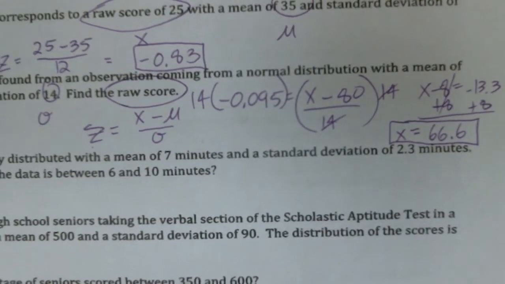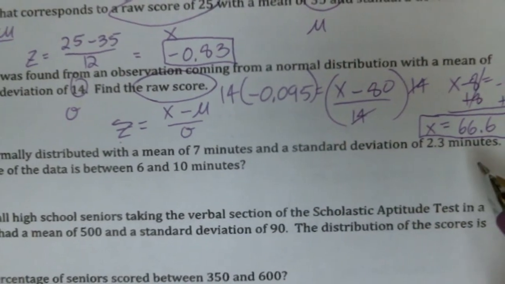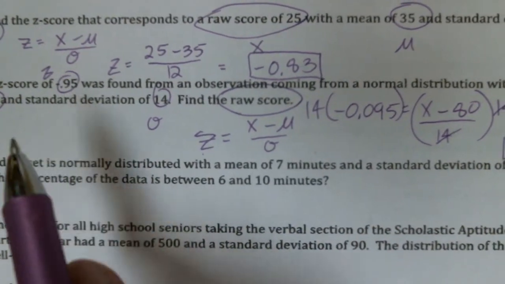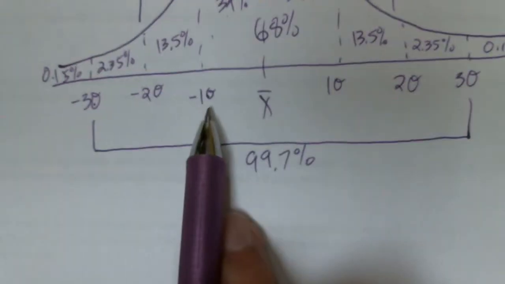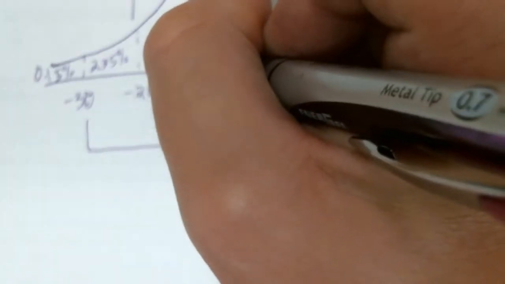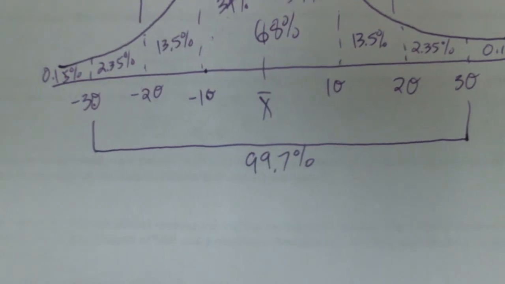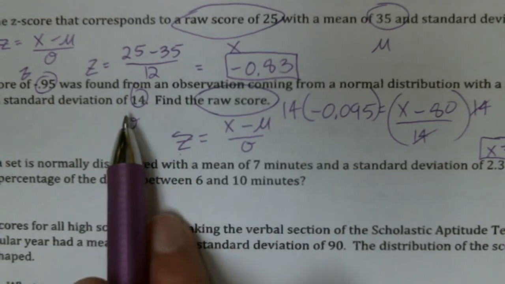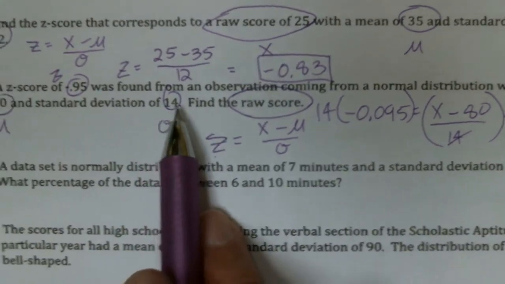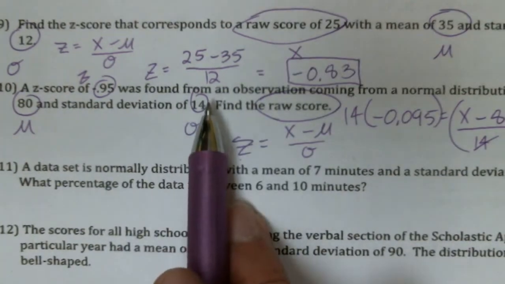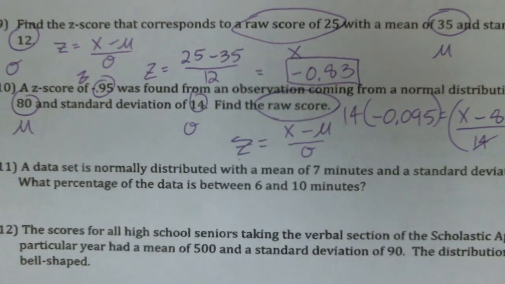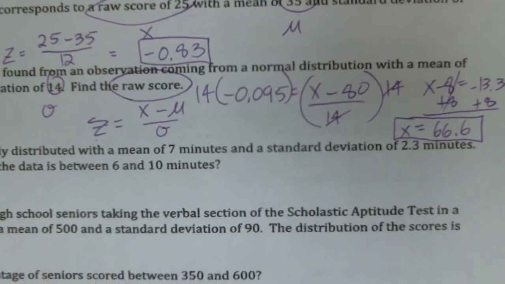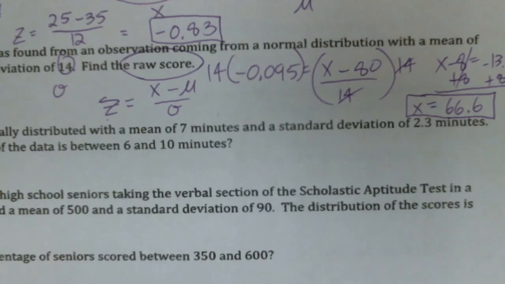Okay. And ask yourself if that makes sense. We're sitting at a z-score of negative 0.95. That's about negative 1. Okay. So we're right here, very close to that. So if I'm right at negative 1 standard deviation, and the standard deviation is 14, doesn't that mean I'm about 14 below the average? 80 minus 14 would be 66, right? But I'm not quite there, so I should be somewhere close to 66, which I am. So use some common sense when you get your final answer.